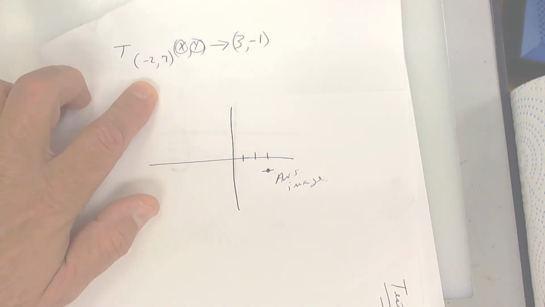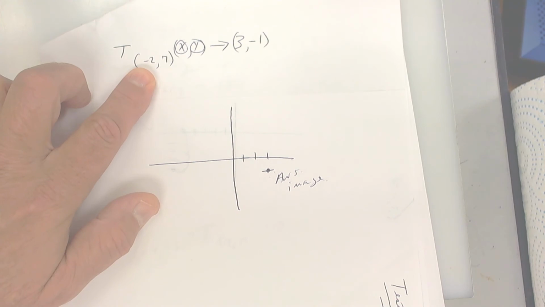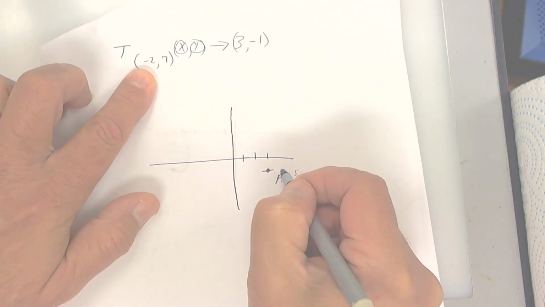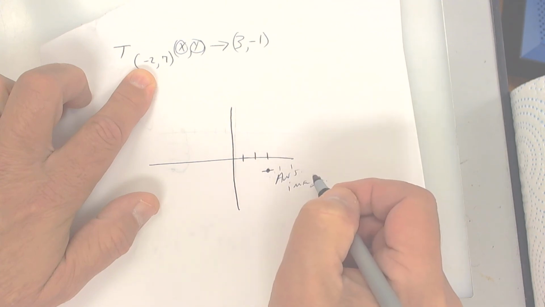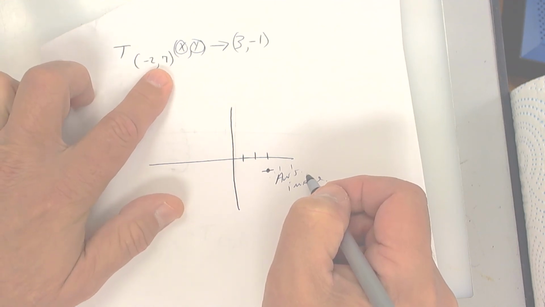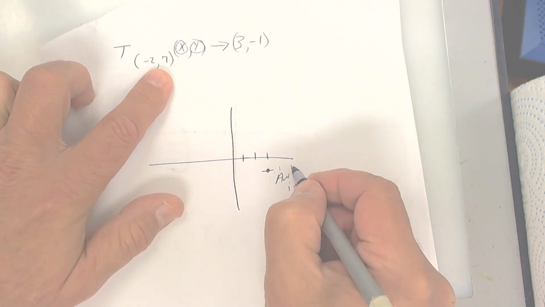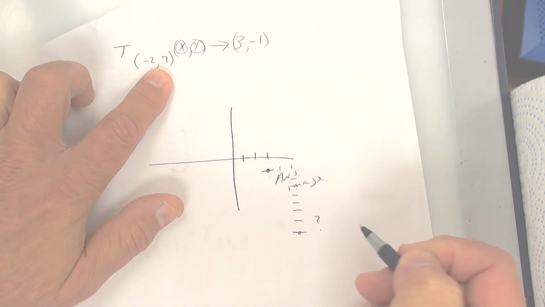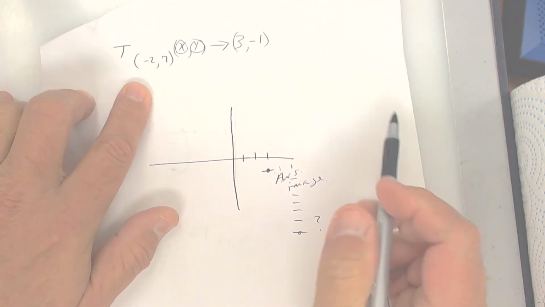Okay. So we went to the left 2, so that means we'd have to go to the right 2. That's what I'm thinking. We'd have to do the opposite. And then we went up 7, so in order to get the original, we'd have to go down 7. So I'm going to say it's somewhere up in here. But here's how you do it without a graph.